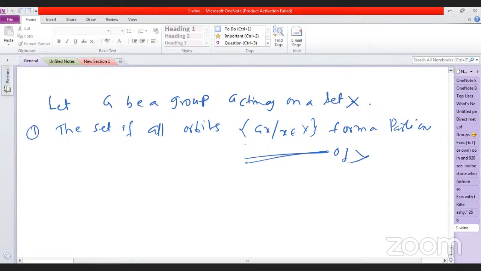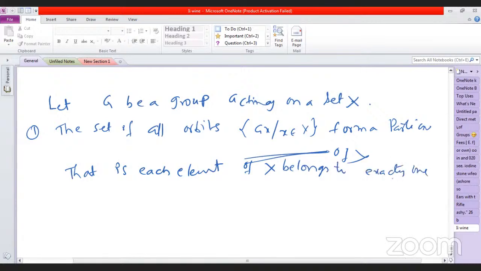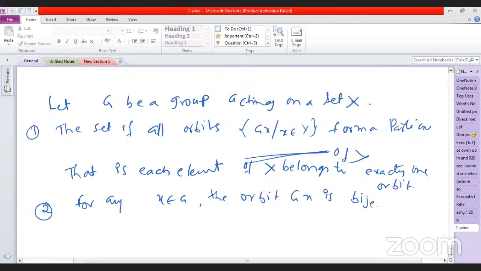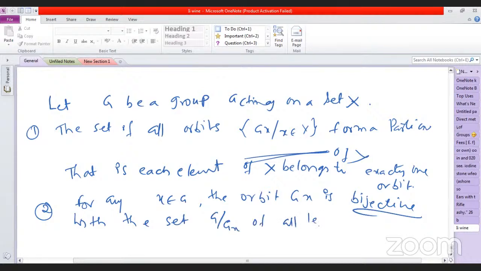Yes, sir. So that is, each element of X belongs to exactly one orbit. Then the second condition: for any x belonging to X, the orbit map is bijective. What is bijective? One-one and onto. One-one and onto function. Very good. Bijective with the set G by G of x, of all left cosets of G of x in G.